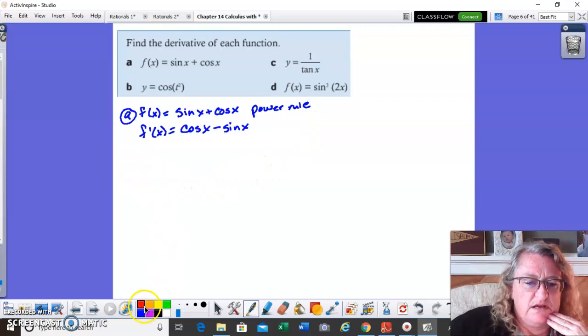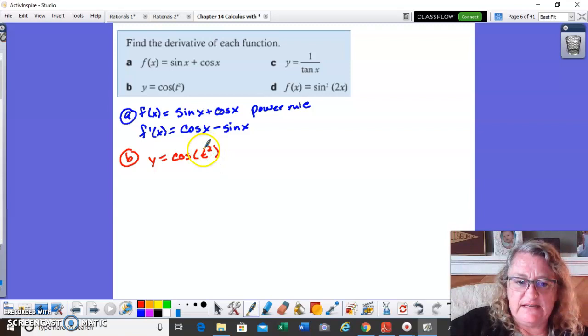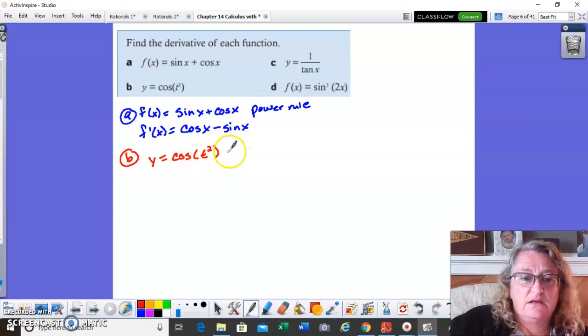All right, so for letter B, we have y equals the cosine of t squared. And what I'm looking at right now is I see a function of t squared inside another function of the cosine. So function in a function says I'm going to be using the chain rule.